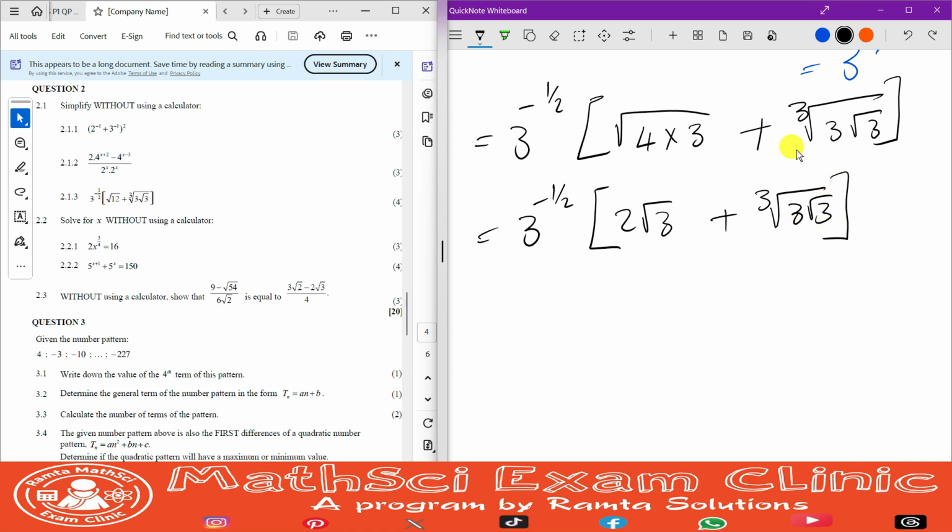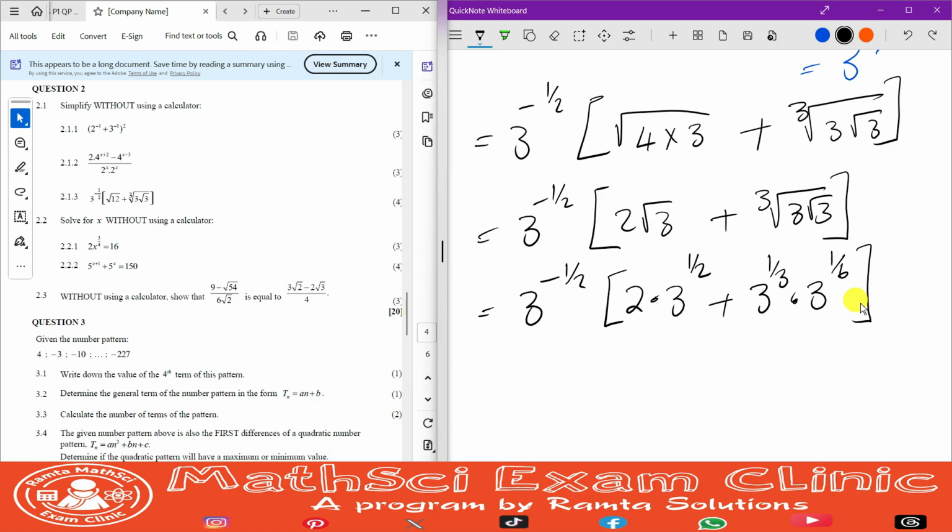All right. So I'm going to show you something just now. In fact, let me just do it here. So 3 to the power negative half, open bracket, 2 times 3 to the half plus, look at this guy here. This 3 is basically to the power 1 over 3. And I have showed you that cube root of square root of 3 will be the same as saying 3 to the power 1 over 6. Am I right? That's what I showed you, isn't it?